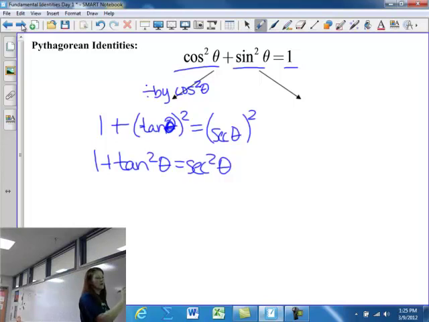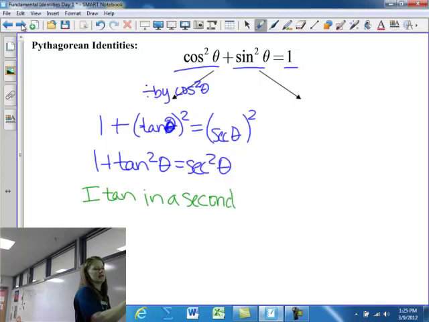So let's go. We're going to call this I, because the 1 looks kind of like an I. Tan, as in get a suntan, prom's coming in a second. Which is really funny when I say it, because I don't really tan in a second. I really burn in a second. But you probably tan in a second. I can tan in a second. So here's a little mnemonic to help remember: 1 plus tangent squared equals secant squared.